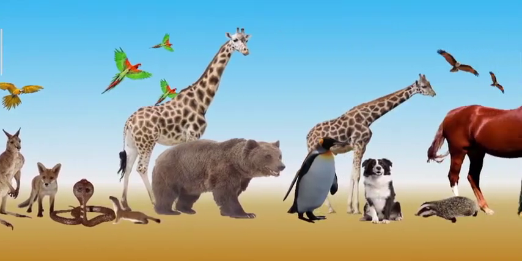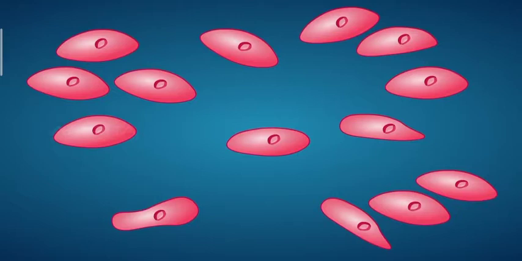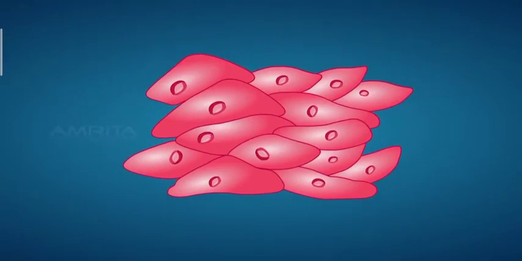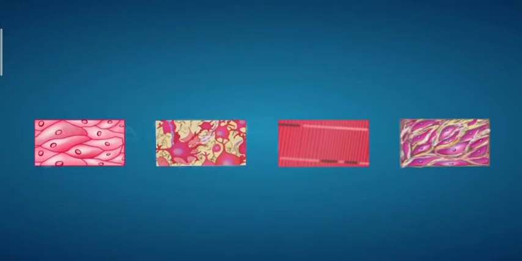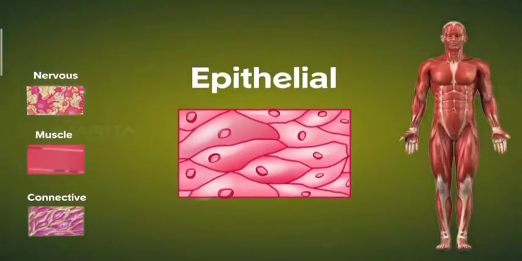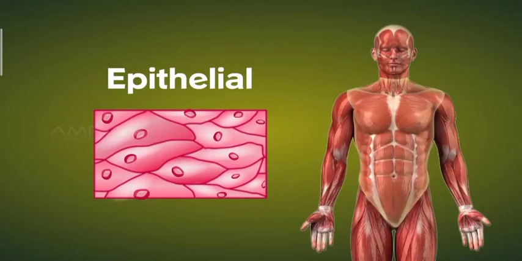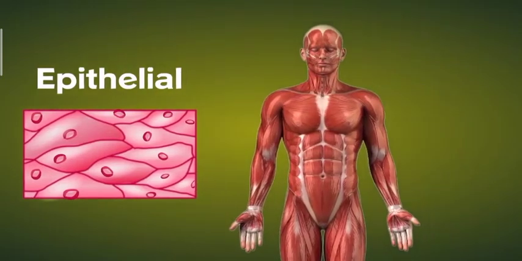All multicellular animals are made up of various types of tissues. Tissues are groups of cells that are similar in structure and work together to achieve a particular function. Animal tissues are classified into four basic types: epithelial, nervous, muscle, and connective tissues. Let us first look at the epithelial tissue. This tissue covers and protects the internal and external surfaces of the animal body.